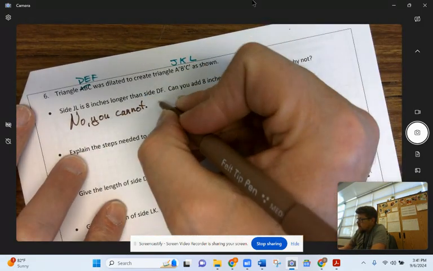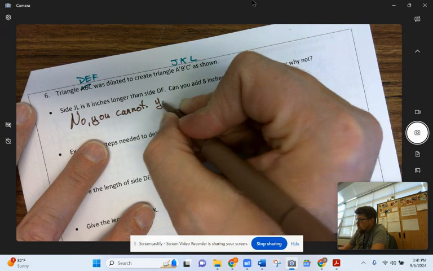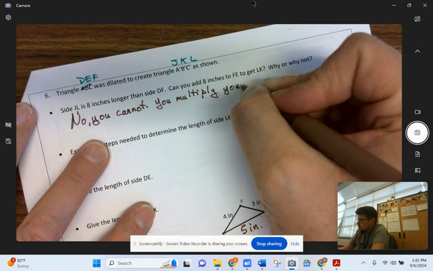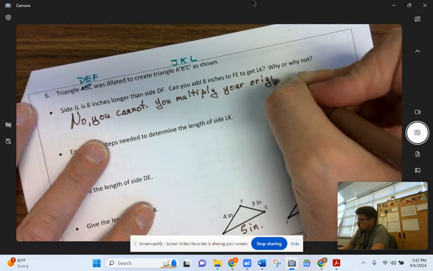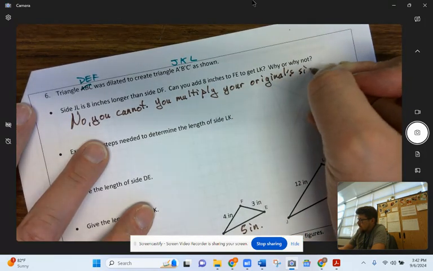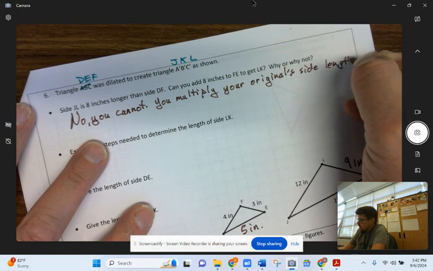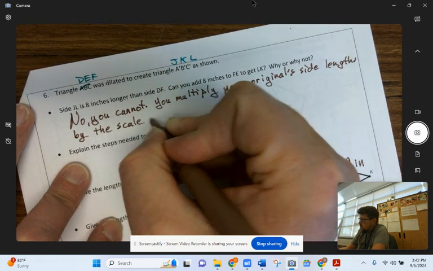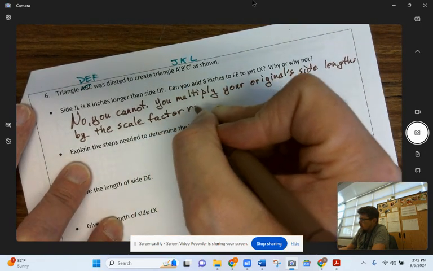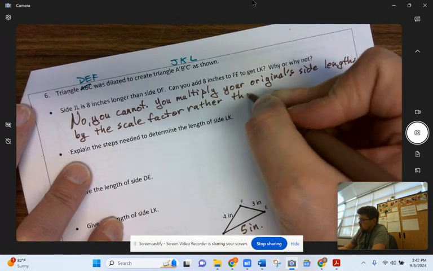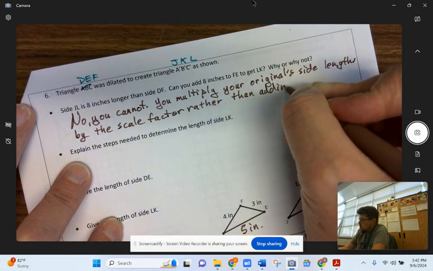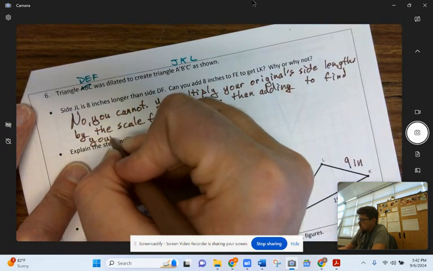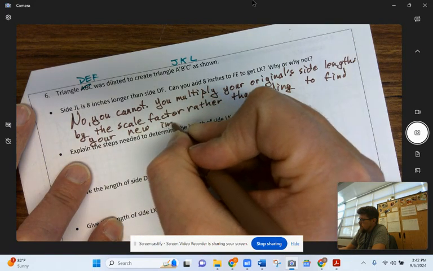And you could say something like, you multiply your side lengths, let's be real specific and say your original's side lengths, by the scale factor rather than adding, to find your new image.